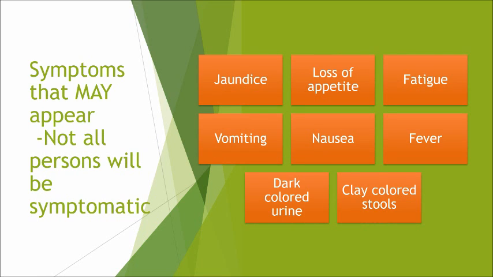and then tattoos. So some people may or may not show symptoms of hepatitis C. So not all persons will be symptomatic. However, some symptoms you may see include jaundice, yellow under the eyes, loss of appetite, fatigue, vomiting, nausea, fever, dark colored urine, and you may also see clay-colored stools. But remember, symptoms are not always present, and it can take anywhere from 2 weeks to up to 6 months for symptoms to appear.